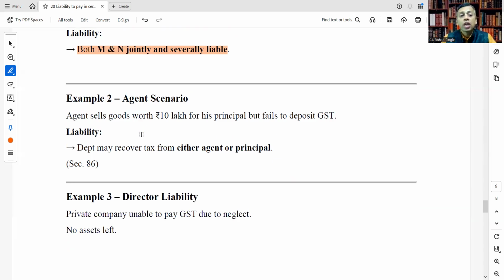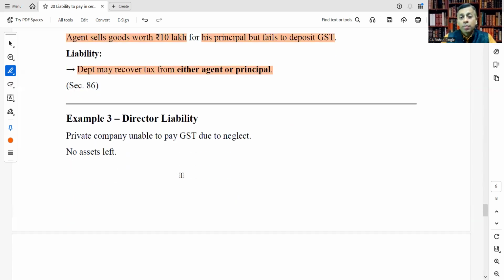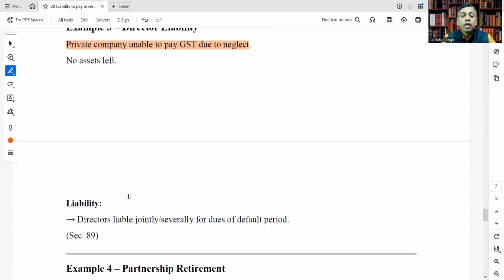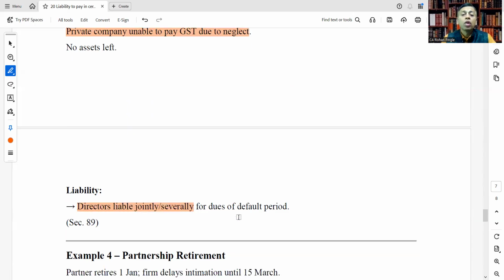Example 2, agent scenario. An agent sells goods worth 10 lakhs for his principal but fails to deposit the GST. So the department may recover tax from either agent or principal, means both are liable. Example 3, director liability. A private company is unable to pay GST due to neglect, no assets left. Directors are liable jointly and severally for dues of the default period.